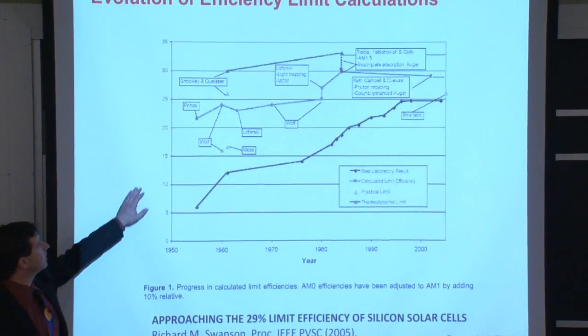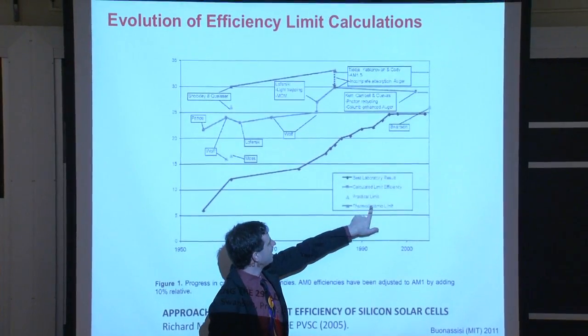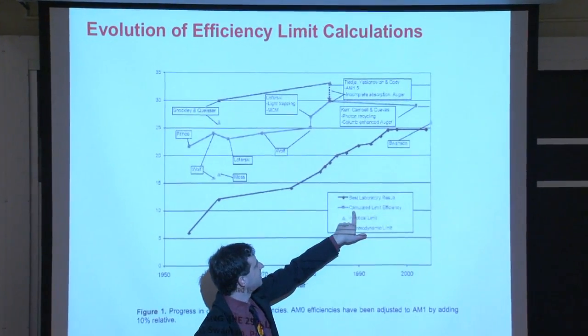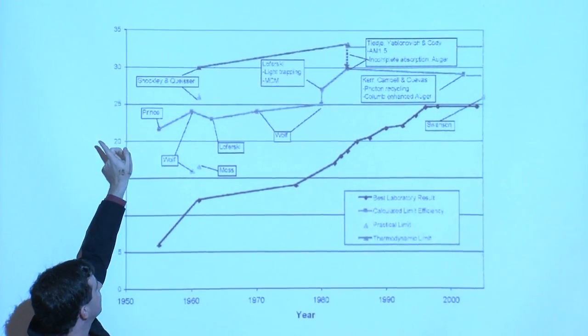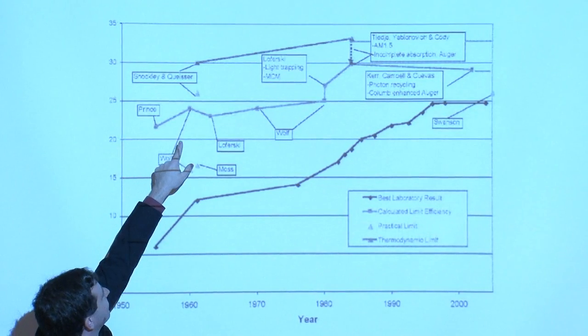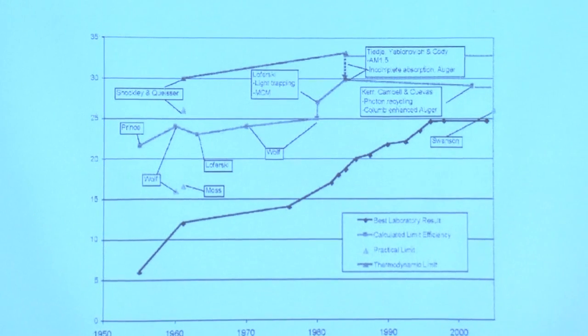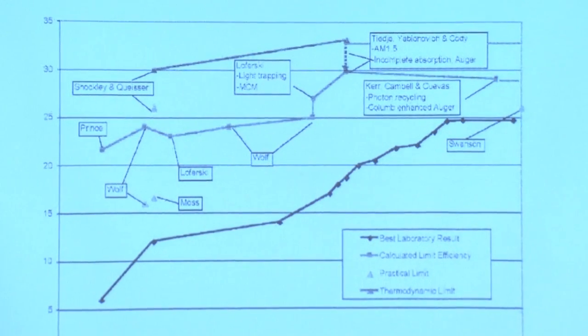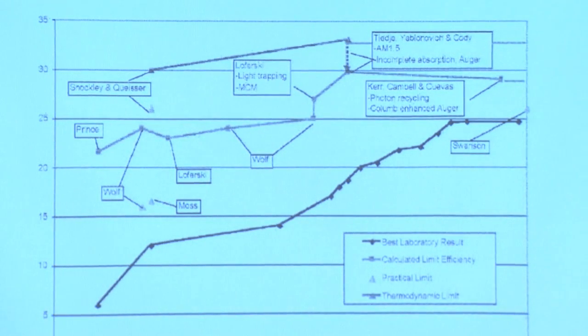And interestingly, right here, this is the thermodynamic limit and the calculated limit efficiency versus time. So we start from Prince. That was the very first one. And we have Shockley-Queisser up there, and so forth. So the theoretical limit of solar cell performance has also changed with time. And their calculations vary. So it's important to be able to understand this as well as you go into it.